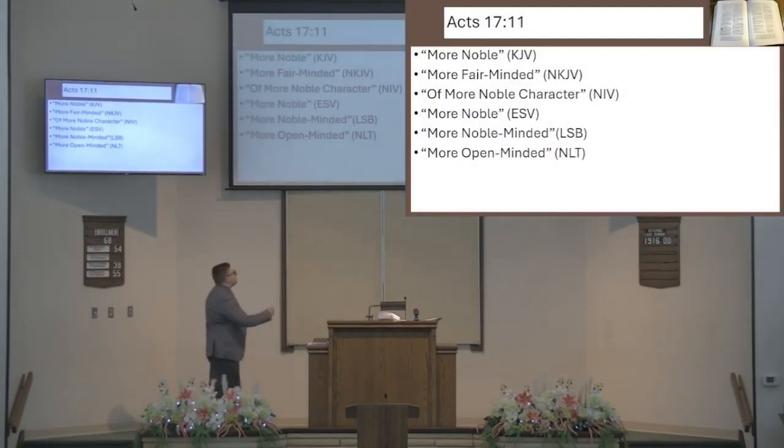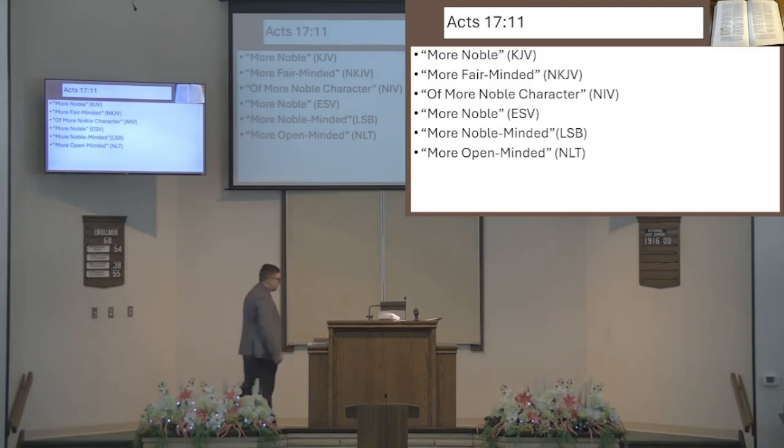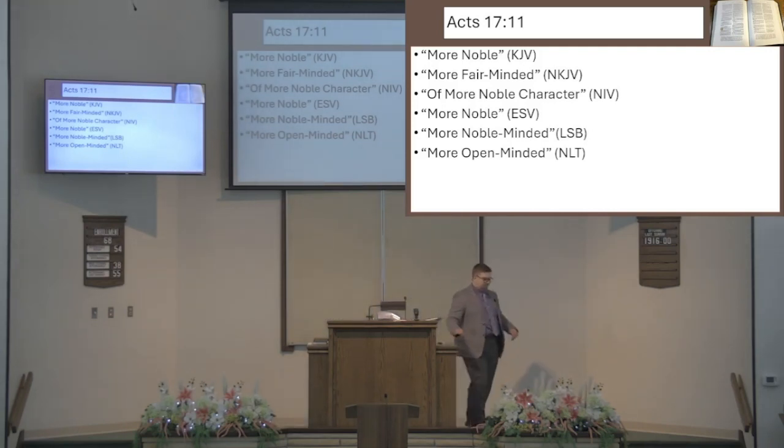Here's one more example. Acts 17:11. It is said that those in Berea were more noble than those in Thessalonica in the King James. The New King James Version says they're more fair-minded. The NIV says they're of more noble character. ESV, like the King James, says more noble. Legacy Standard, more noble-minded. Now, I'll come to the NLT in a second, but let's stop there for a second.